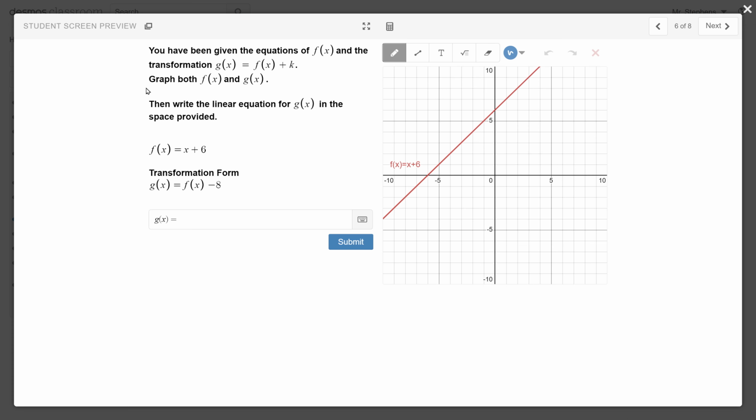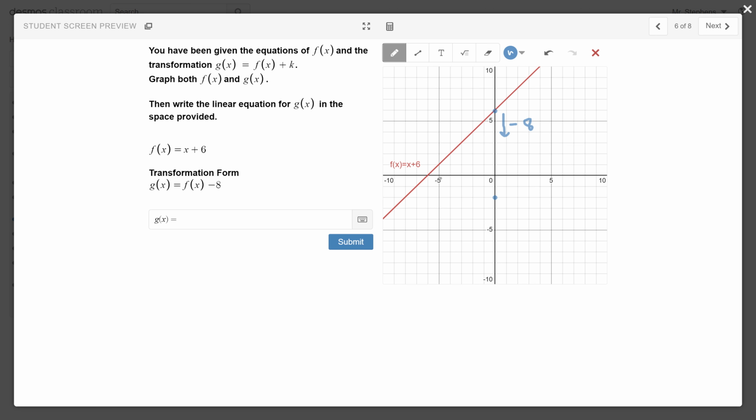Last one here. Oh, we've been given equations, transformation. So you can do the plus k. We did that a second ago. Graph them both. Okay, so here's f of x, translation form. We're going to take f and drop it by 8. That's pretty simple, right? So this is going to be going down 8. The y-intercept was 6, right? And now it's going to be 1, 2, 3, 4, 5, 6, 7, 8. It's going to land right there. The y-intercept is going to be 2 when we're all done.